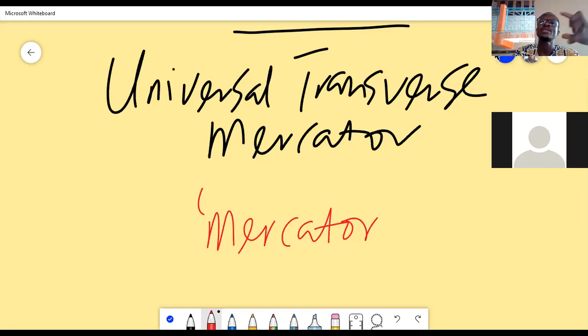Transverse, we all know transverse. It means we are making use of a cylinder or a developable surface whose axis is perpendicular or orthogonal to the axis of rotation of the earth. The earth revolves around its axis. It turns. So it's always going like that, like GTV has been showing the earth over there. I don't know if they stopped showing the rotating earth.